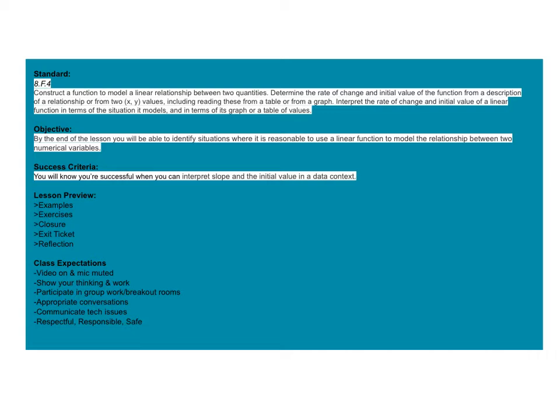By the end of this lesson, you'll be able to identify situations where it's reasonable to use a linear function to model a relationship between two variables. You'll know you're successful when you can interpret slope and the initial value, y-intercept, of data in context. So basically, we're just going to be reading situations and writing equations for them. Okay? Let's go ahead and get started.